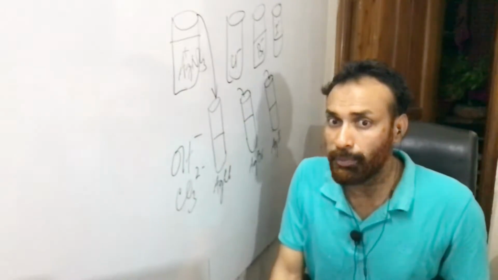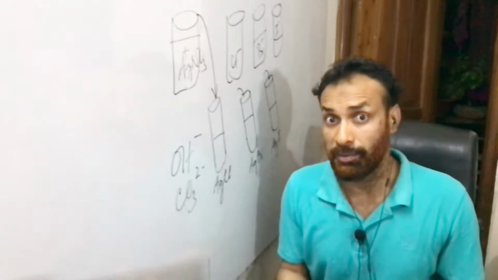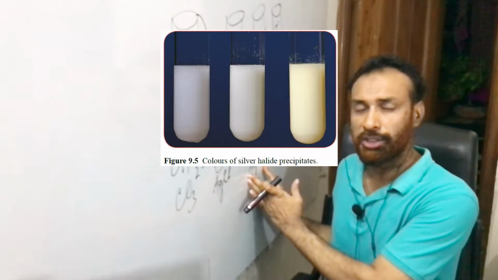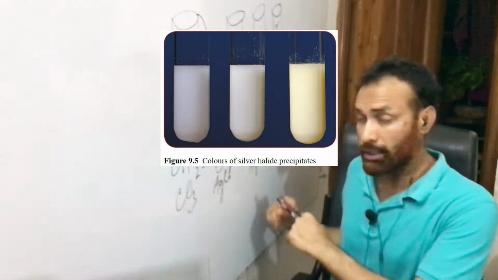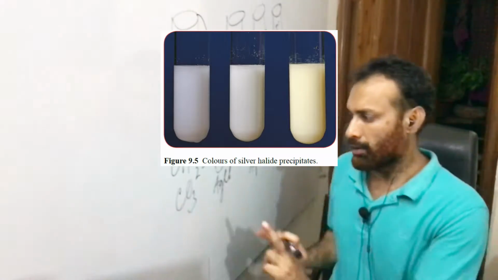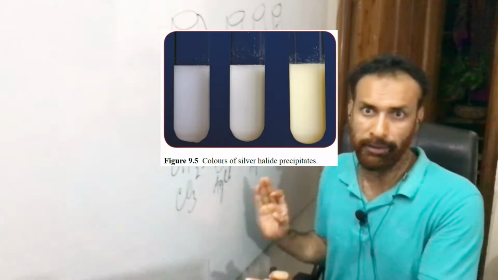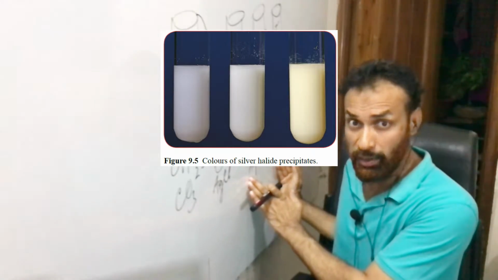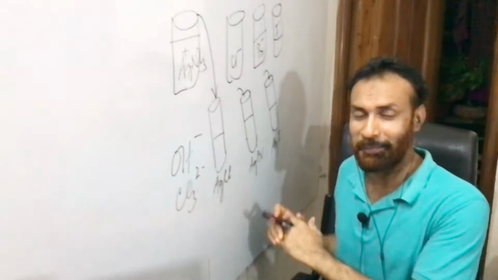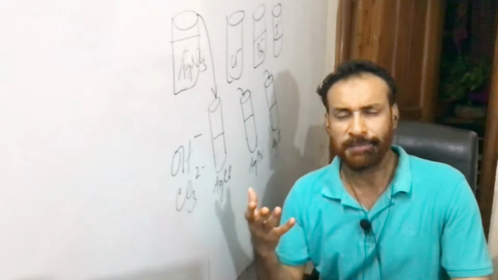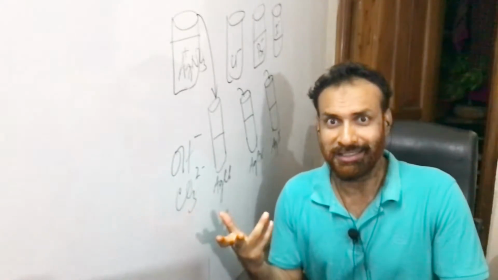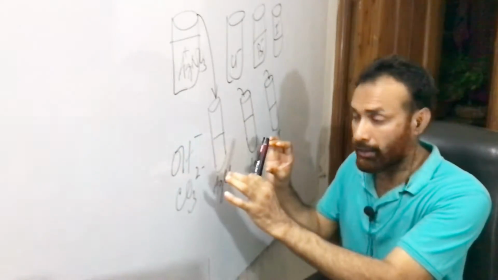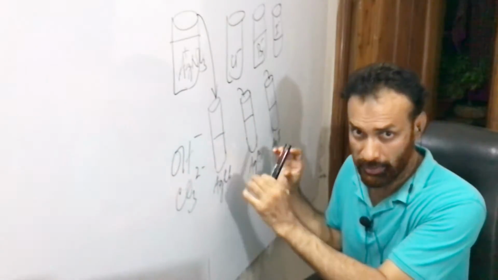Another thing is post, which is confirmation of the test. Here you get silver chloride, a white precipitate, silver bromide, a pale yellow precipitate, and the last one is a yellow precipitate. These two are close in color, white and pale yellow or off-white, and pale yellow and yellow could also be confusing. So there is another test, which is a dissolving test.